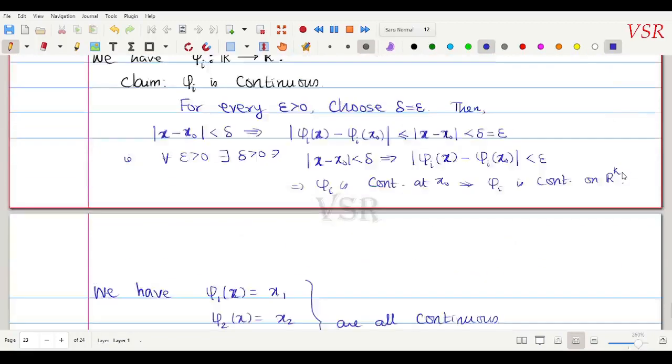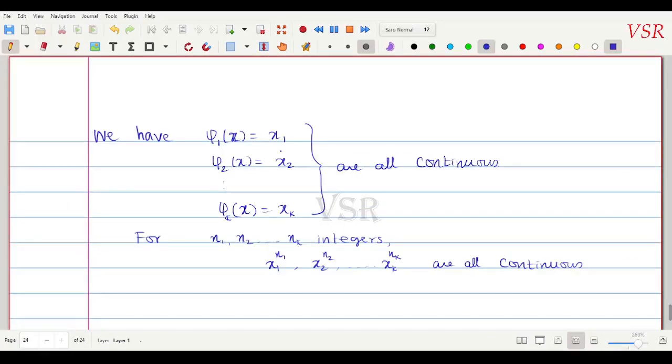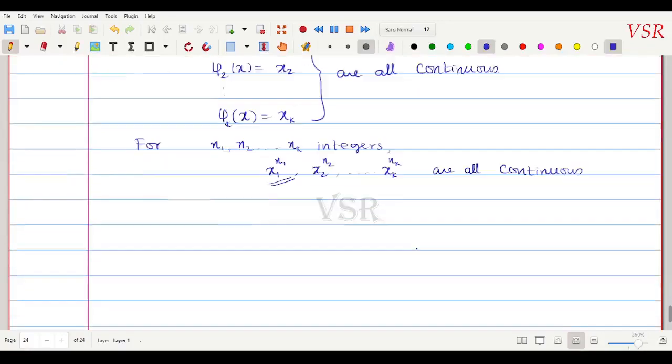Here I have said that phi 1 is continuous, that is, phi 1 is a function from a metric space, namely R power k, to R, given by phi 1 of x equal to x1, is continuous. So if we repeat it n1 times, x1 to the power n1 is continuous. Each one is continuous. So this implies that the multiplication is continuous, that is, x1 to the power n1 into x2 to the power n2 into xk to the power nk is continuous.